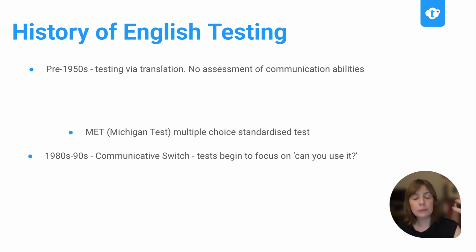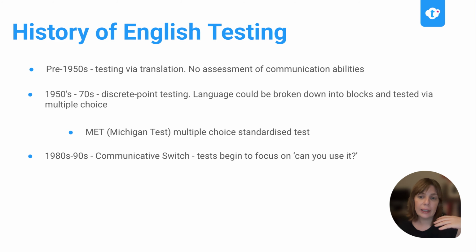Pre-1950s, testing was via translation. This is in line with the language teaching methods of the time. It was all about translating from one language into the other. There was no testing or assessment of your communicative abilities or your ability to understand and be understood in that language. And then after the 1950s, towards the 1970s, we have discrete point testing.